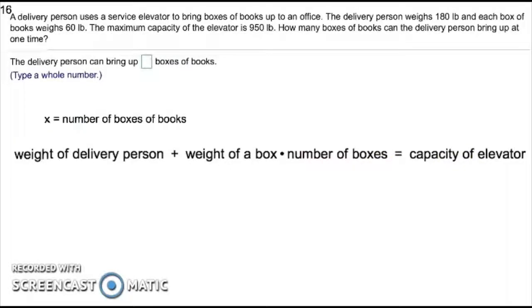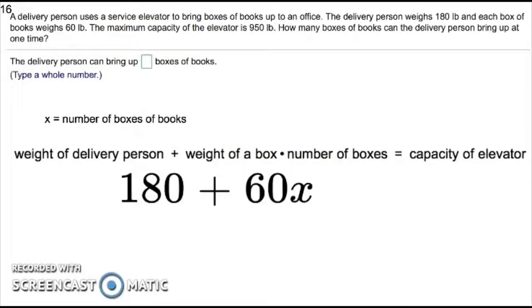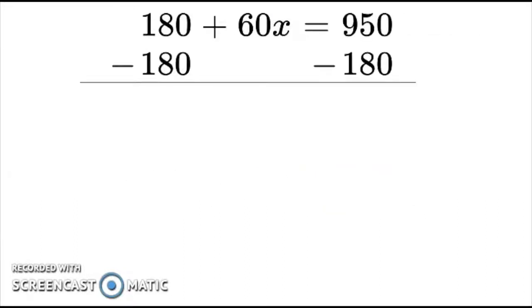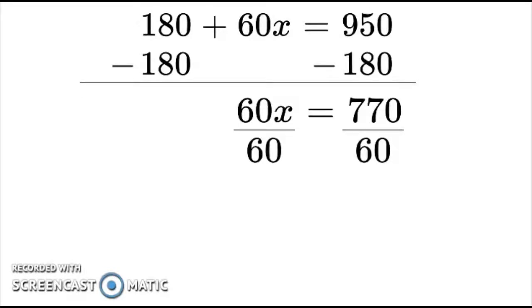So, the weight of the delivery person, we're told, is 180. The weight of a box times the number of boxes, we're told each box is 60 pounds. So, plus 60 times the amount of boxes equals the maximum capacity of 950. It can't go higher than that. So now we're going to solve. We subtract 180 from both sides. We get 60x equals 770. And we divide both sides by 60.